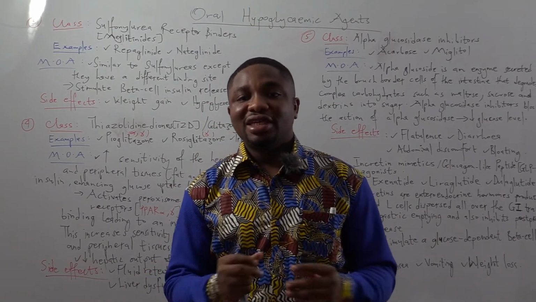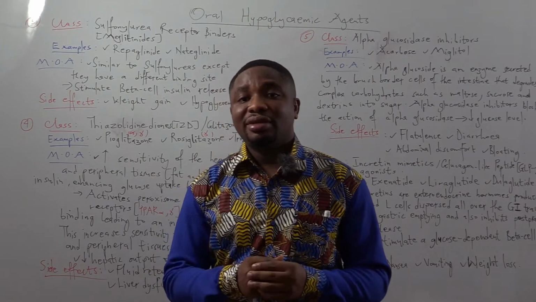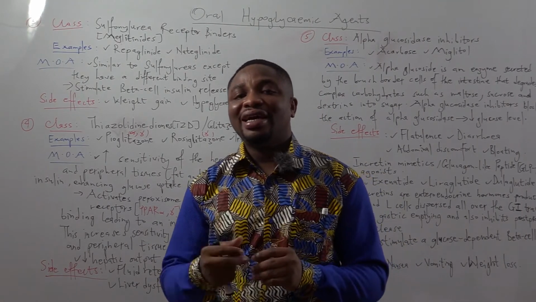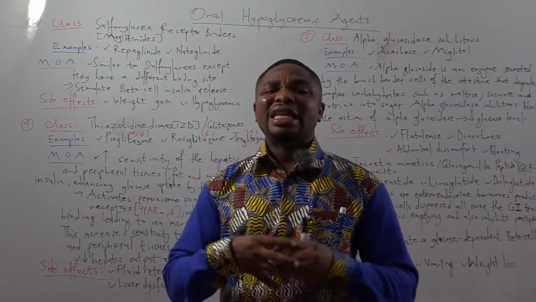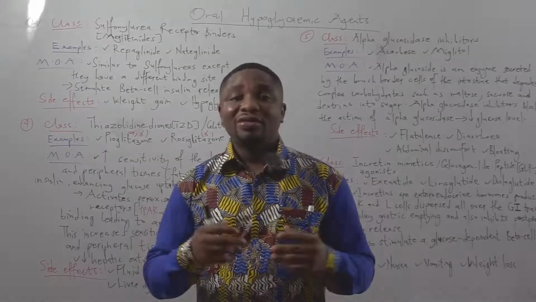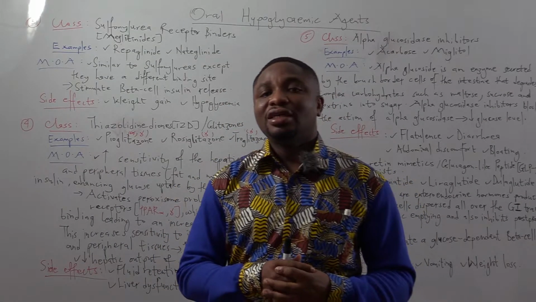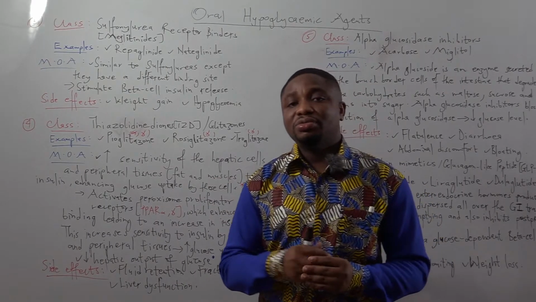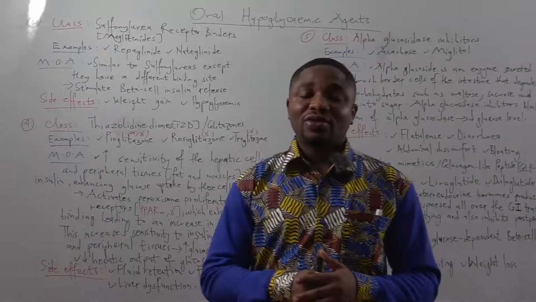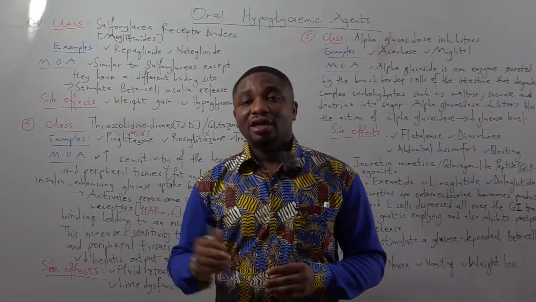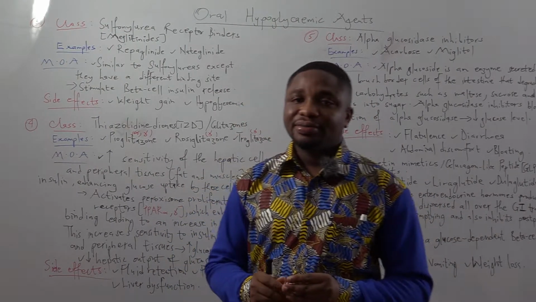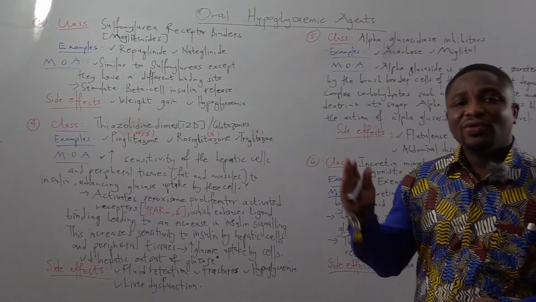But the only difference is that the sulfonylurea receptor binders have a different binding site. It means they bind at a different site before inhibiting the receptors, to have an effect on the ATP dependent potassium channels in the beta cell. Now, the side effects are going to be the same as those of the sulfonylureas. That will be weight gain and hypoglycemia.